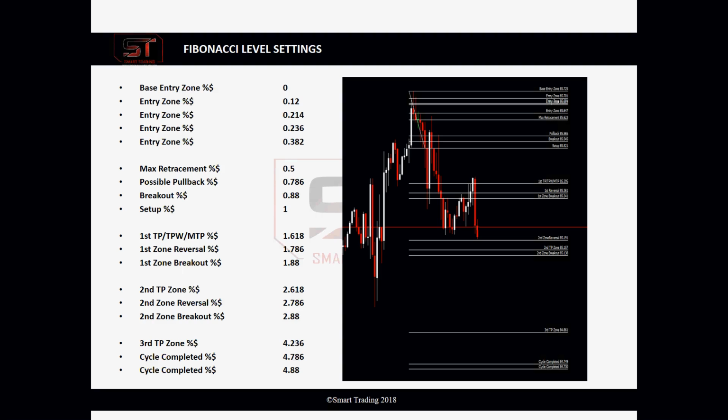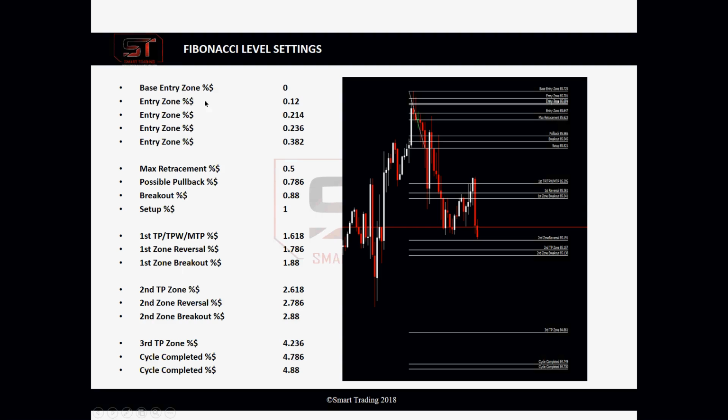What I'm going to talk about tonight is two setups I want to share with you, which are the engulfing setup and the initial break setup. But beforehand, you can take a screenshot, so you can use this to set up your phone or your desktop for the Fibonacci settings.